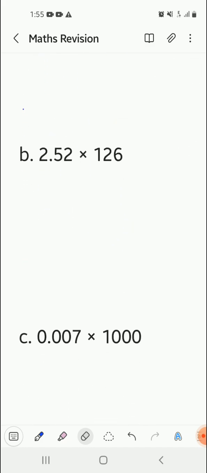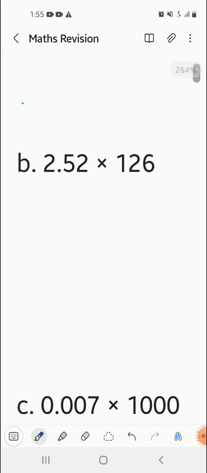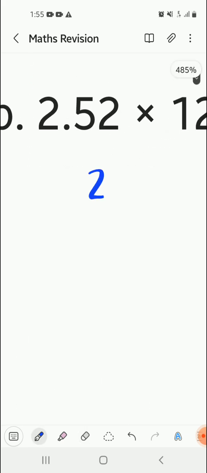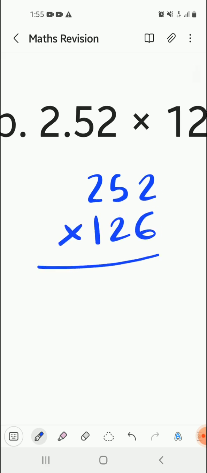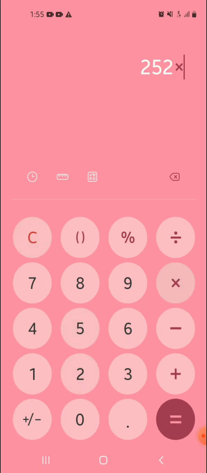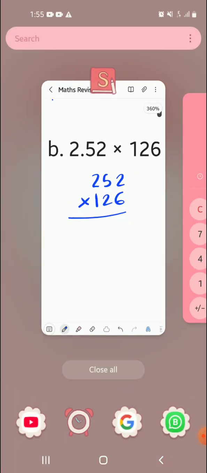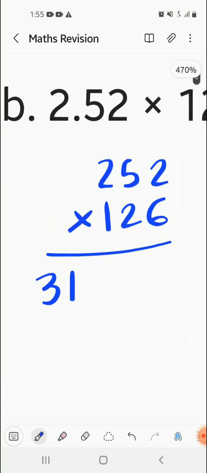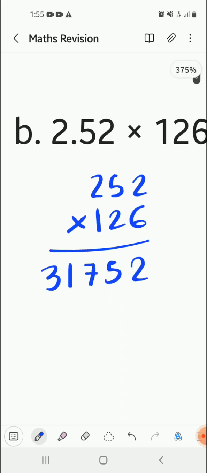2.52 into 126. Now this is a simple multiplication sum. So I'll just show you how to do it. Simply multiply 252 and 126. Let's do it and check. See, we've got 252 and 126. If we multiply it, we get 31752. So we can simply write the answer. After working out, you get 31752.